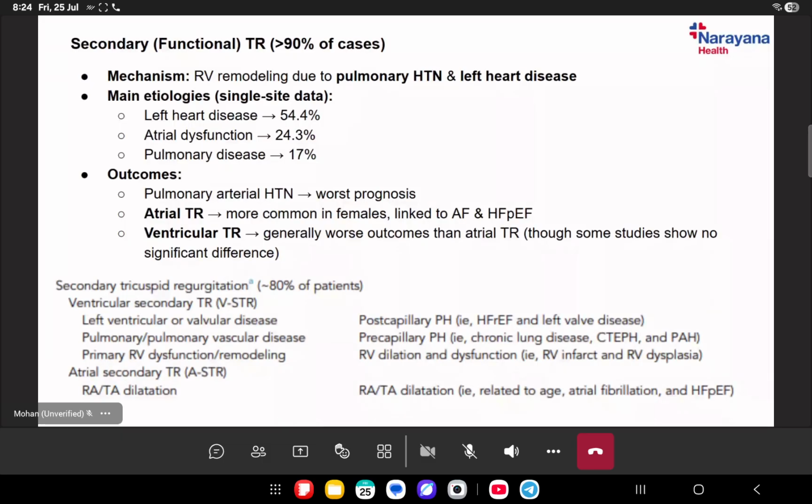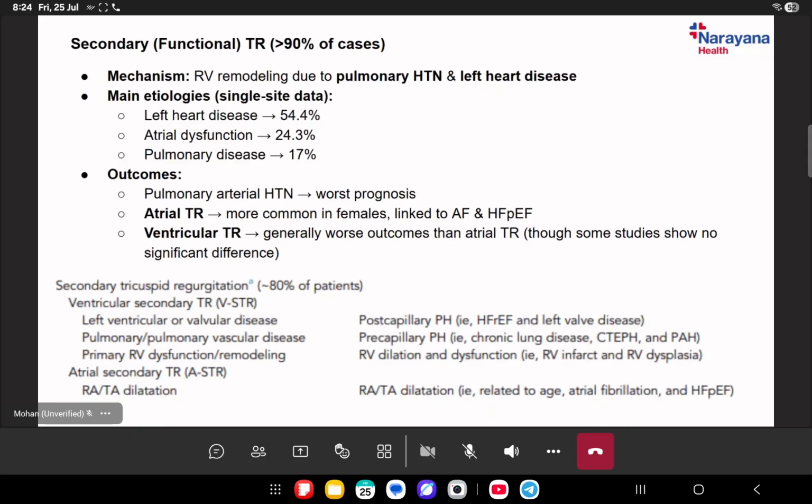atrial TR. Atrial TR is where the atrium is markedly dilated, either due to atrial fibrillation or, nowadays they say, it gets dilated in a case of heart failure with preserved ejection fraction. And in heart failure with reduced ejection fraction, the RV is also diseased and then severe TR occurs.